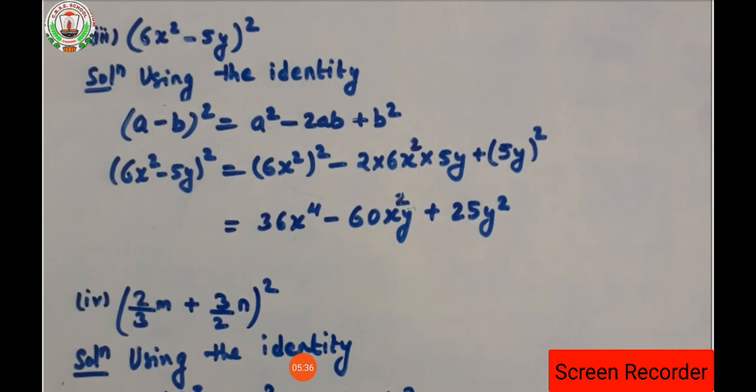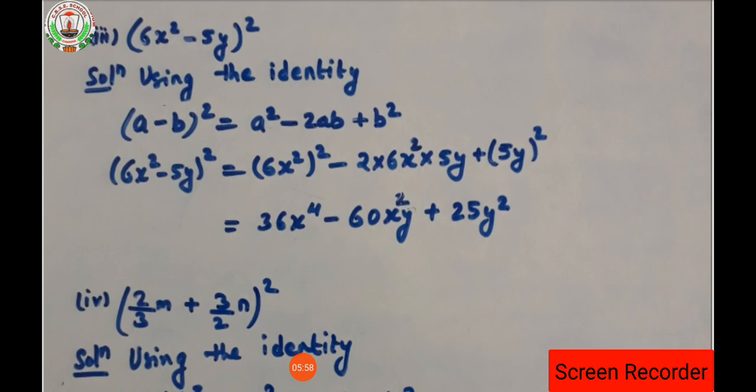So students, you have to solve the questions one by one according to the identities which will be used over here. Okay, so question number 3, third part is also very simple. You can solve with your own. So here is the solution of question number 3, third part. What is the answer for the third part? That is 36x to the power 4 minus 60x square y plus 25y square.